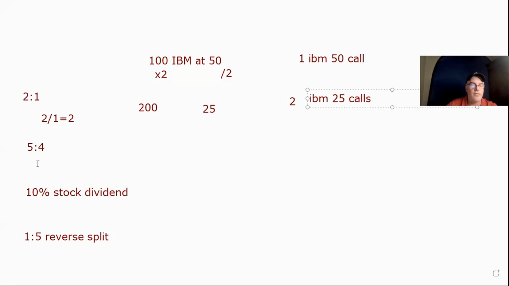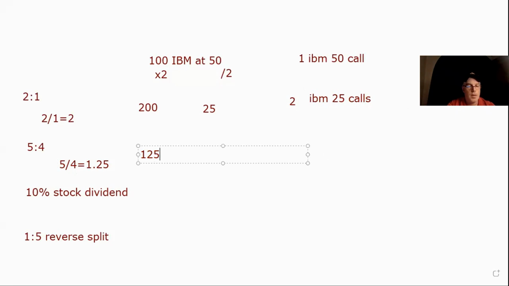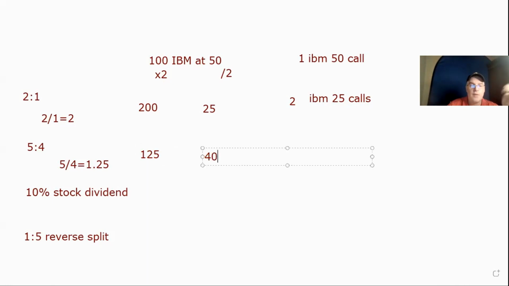So let's go to the next one. 5 for 4. That's a 5 for 4 split. That means you get 5 shares for every 4 you own. Same thing. I do the same thing every time. 5 divided by 4 gives me 1.25. So that's my multiplier. I'm going to do 100 times 1.25. That's 125. And bring out the handy dandy calculator and do 50 divided by 1.25. That gives me 40. So I'll have 125 shares at 40.